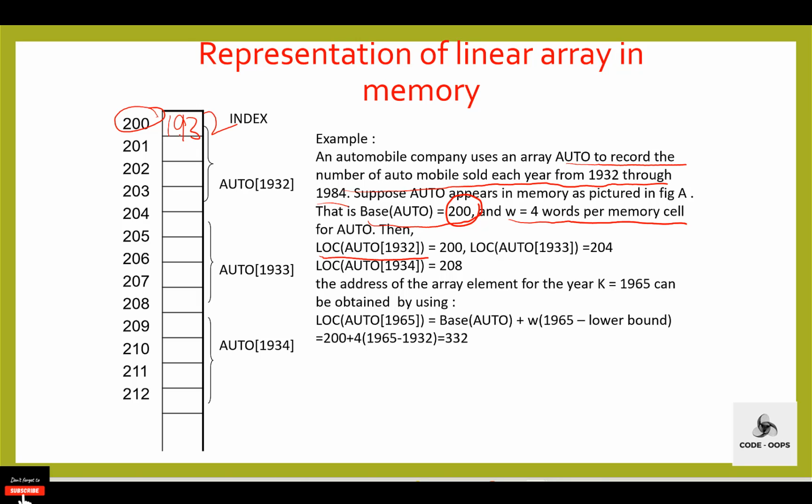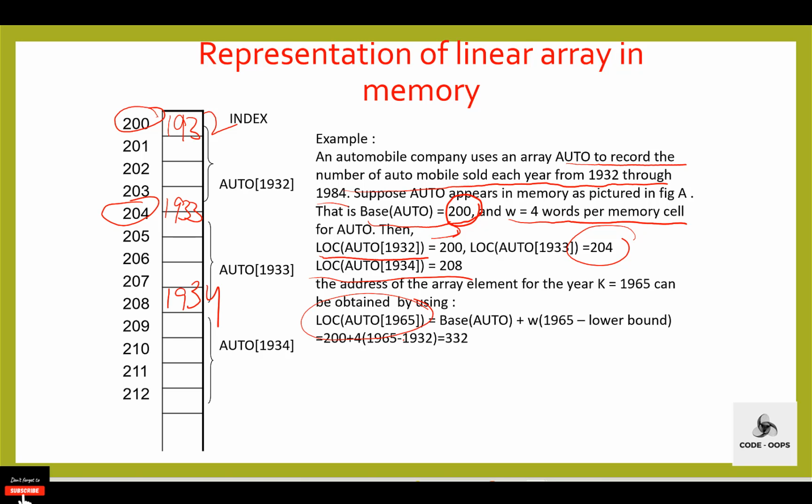The address of 1932 is 200, the address of 1933 is 204, and the address of 1934 is 208. Then compute the address of 1965. Now how to compute the address of 1965?